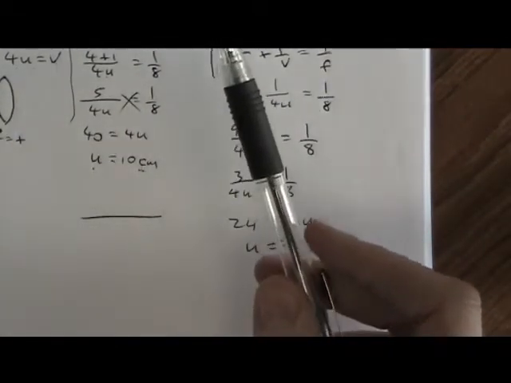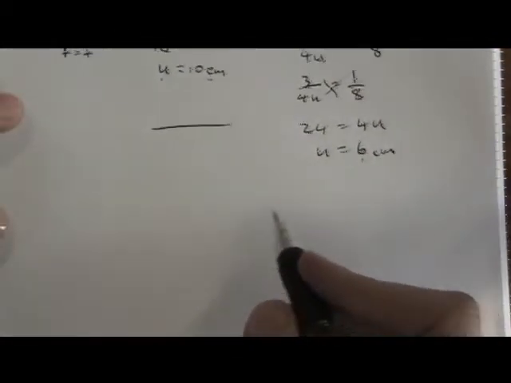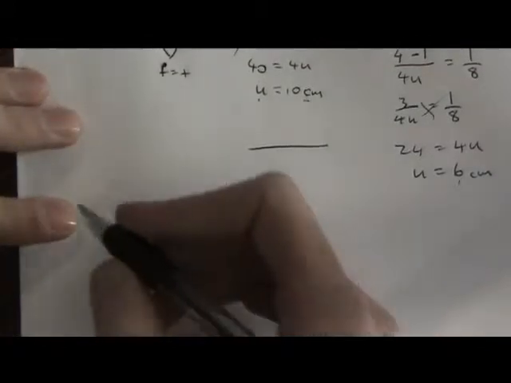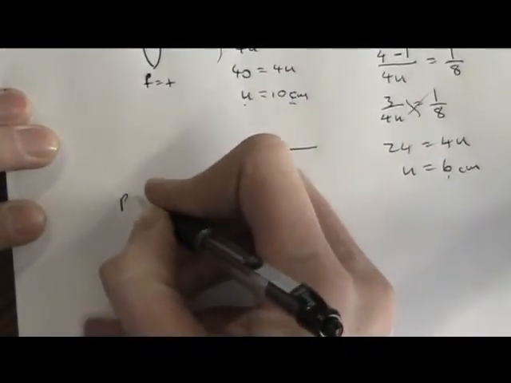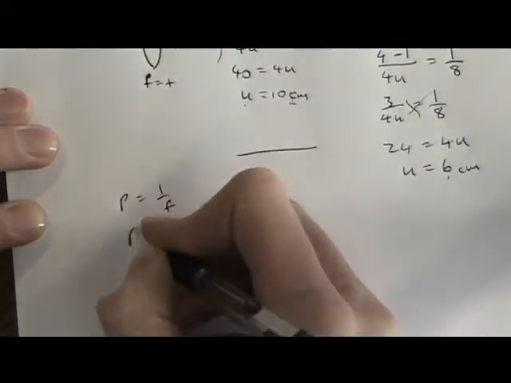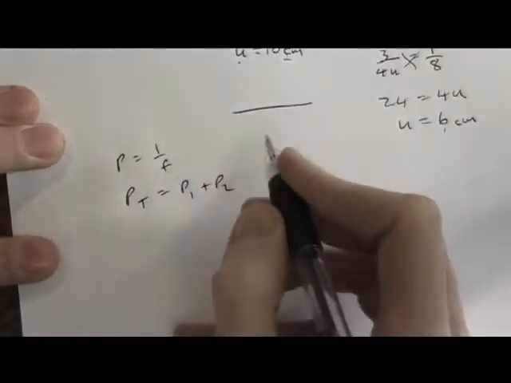The power of an eye when looking at a distant object should be 60 per meter. Okay, this is the next bit of that. Now, when you're talking powers, there's only two formulas. Power is equal to 1 over F, and if you're adding powers, power total is equal to power 1 plus power 2.